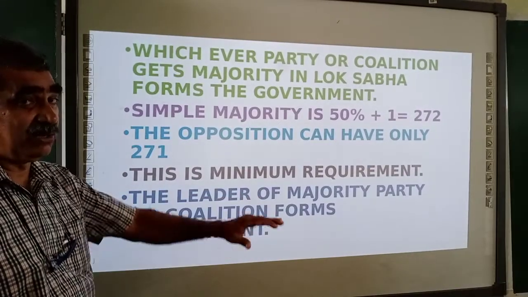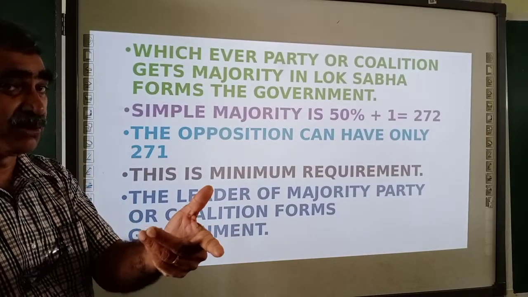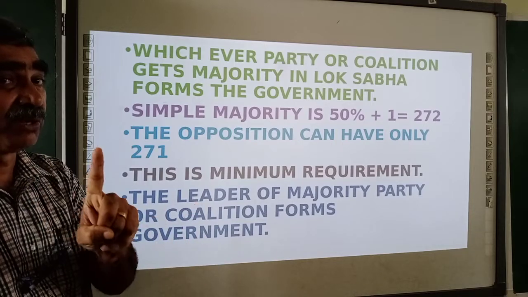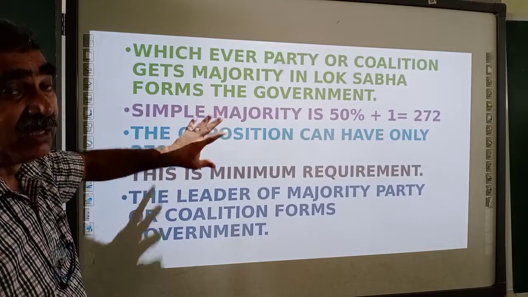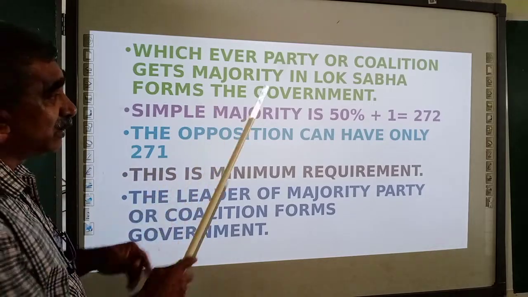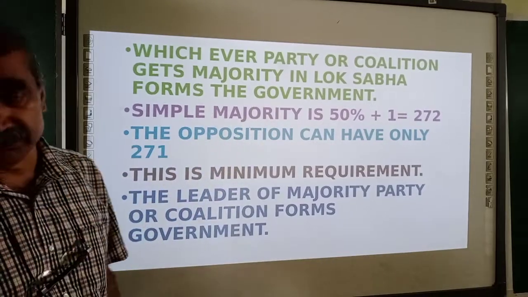Okay. So the leader of the majority party or a coalition, he should be the leader of the majority party. It is not necessarily that he should be a member of that house. He can be in my house, but he should be the leader of the majority. He can form the government. Of Lok Sabha, he will remain in power if majority numbers in Lok Sabha support him.